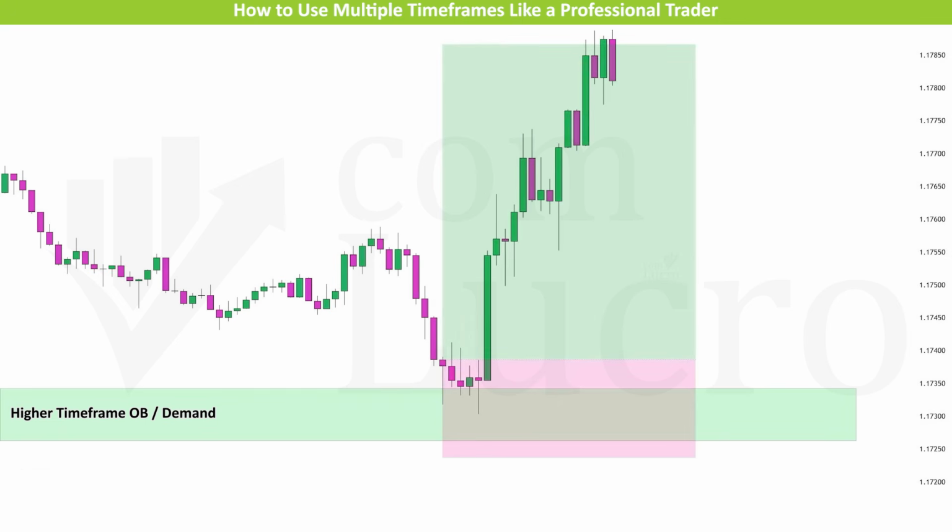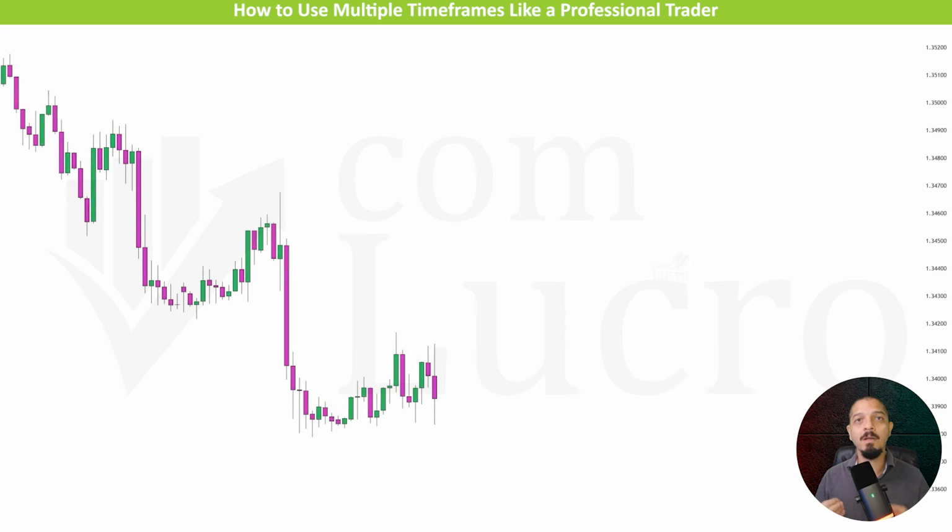By combining multiple time frames, we align the overall trend with a precise entry point, increasing the probability of success and improving confidence in the setup. Now let's go through another example on the pound against the dollar on the 1-hour chart. Here we can clearly see a downtrend.